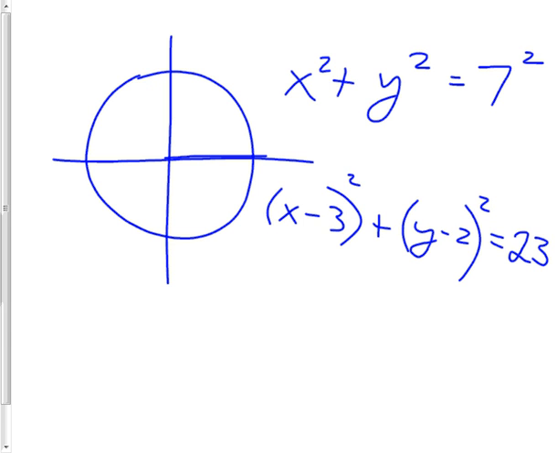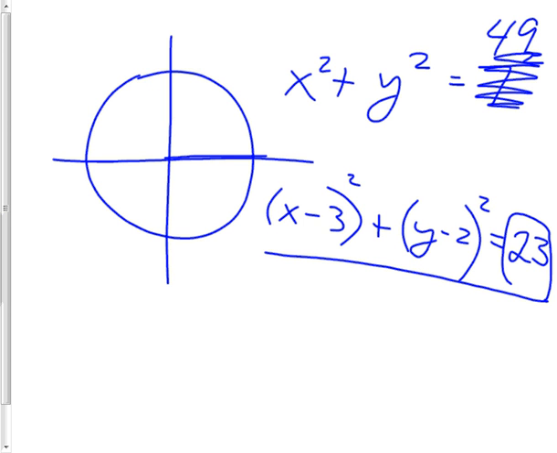That's right. Because if I had put 49 here, you would have known that the radius was 7, right? Because you take the square root of 49 and you get 7. So if I put one like this, then the square root of 23 is the radius of this circle. All right, so that's the basics of circles.